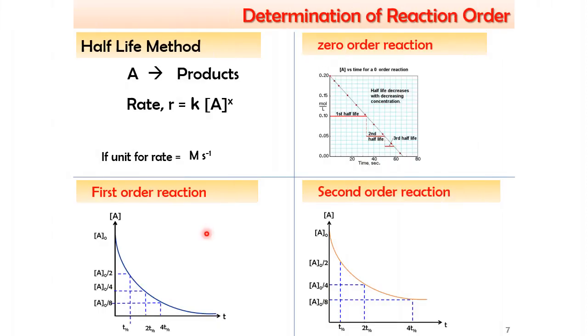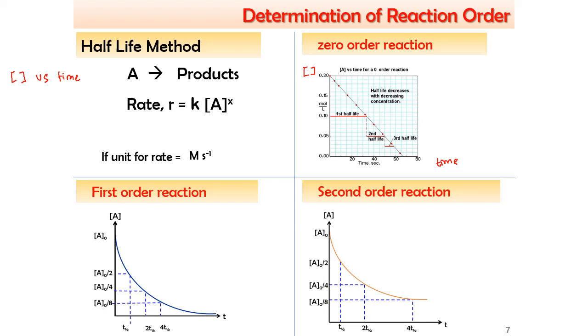So the next method is the half-life method. We assume that this is your equation, from reactant A will produce product. So for a zero order reaction, when you want to use the half-life method, we will plot a graph of concentration against time. Usually it is directly from the data given to you.